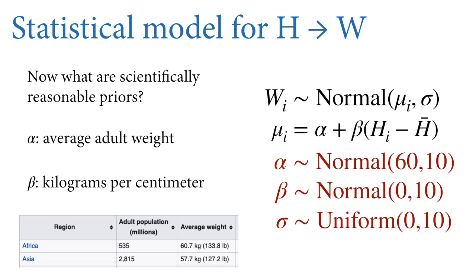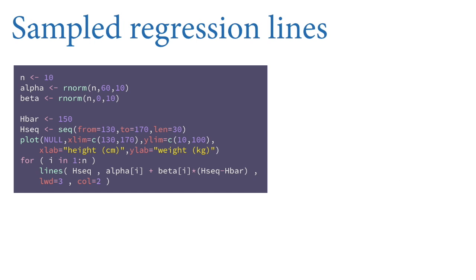And then for sigma, a uniform distribution between 0 and 10. Keep in mind that a standard deviation of 10 is a variance of 100. So that's a huge spread on weight for any given height. But the model is going to learn sigma, and it's going to learn alpha, and it's going to learn beta. These are just priors. Okay. What do these priors mean? Let's sample from them. Now, here's some code to sample regression lines from this prior distribution.